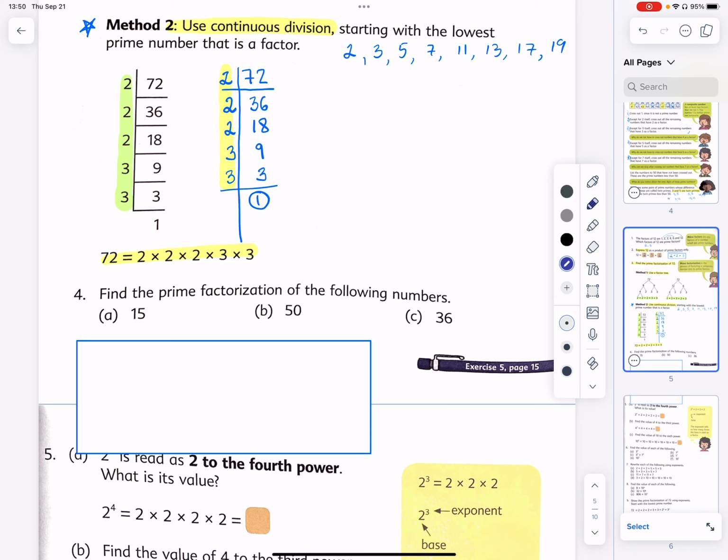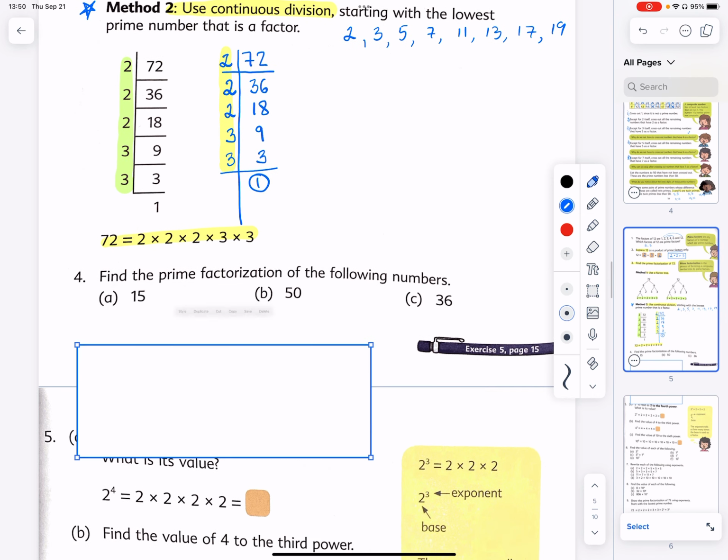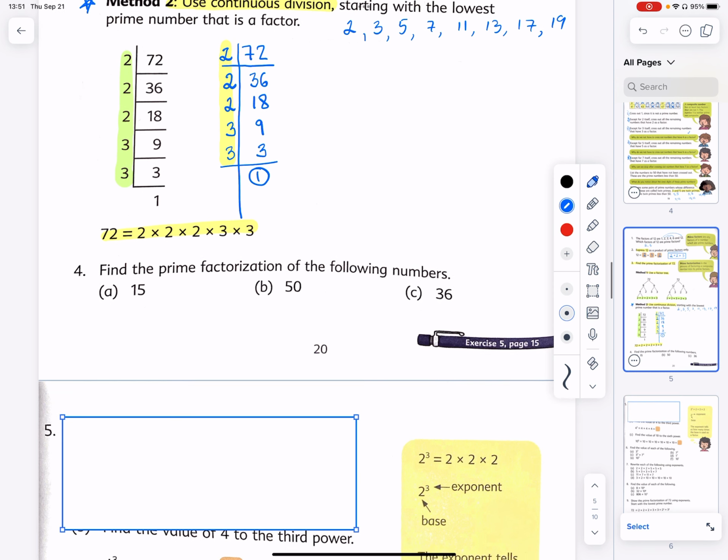Let's continue with examples at the bottom of this page. Number 4, let's divide 15. Actually, 15 is not such a difficult number. We know 15 is an easy product of 3 times 5, and we leave it at that. What about 50? Well, let's use our continuous division method. Step 1. You ask yourself a question: 50 is divisible by which smallest prime? Of course, it's even. 50 is divisible by 2.